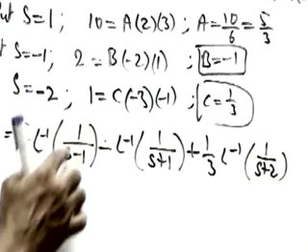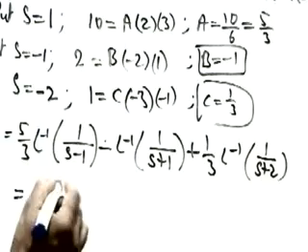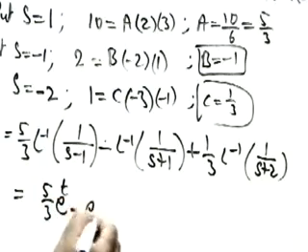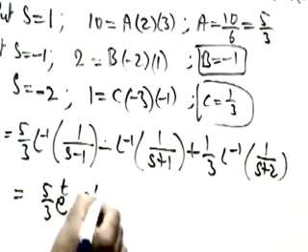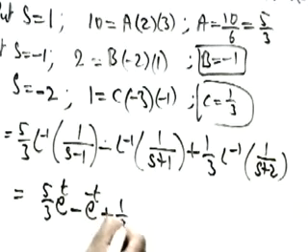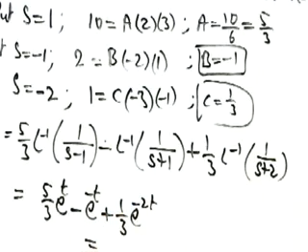Now let me use the formulas. 5 by 3 into Laplace inverse of 1 by s minus a is e power at. Minus 1 up, we get plus 1, 1 into t is t. As Laplace inverse of 1 by s plus a is e power minus at. If plus, you have to write minus. If minus, you have to write plus. 1 by 3 e power plus 2, no, we have to write minus 2t. So this is the solution.